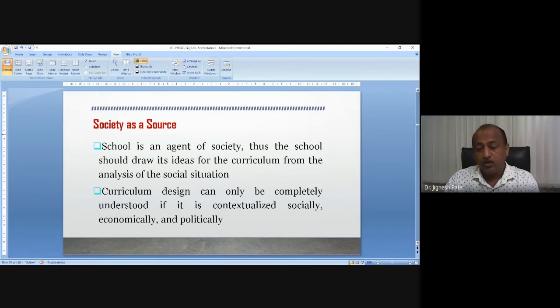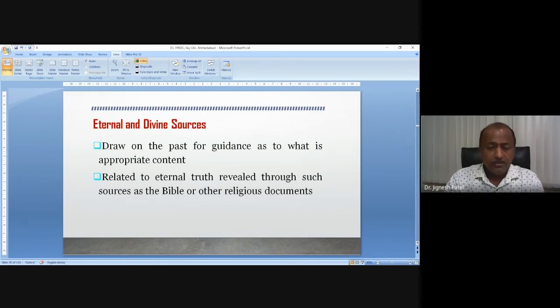Curriculum design can only be completed and understood if it is contextualized socially, economically, and politically. So we have to focus on three things: society as a source, then the economy of the society, and the political situation of the society as well. So these three points we have to focus on again while framing the curriculum or while considering society as a source.